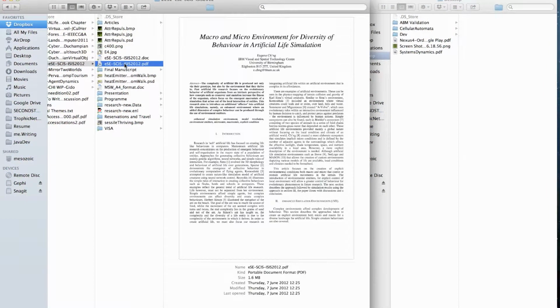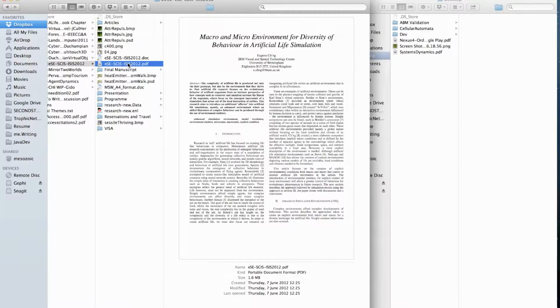Hi, I published a paper last year, and the title of the paper is on the macro and micro environment for diversity of behavior in artificial life simulation or agent-based modeling. And one of the main research here is to simulate the micro environment of an agent-based model.